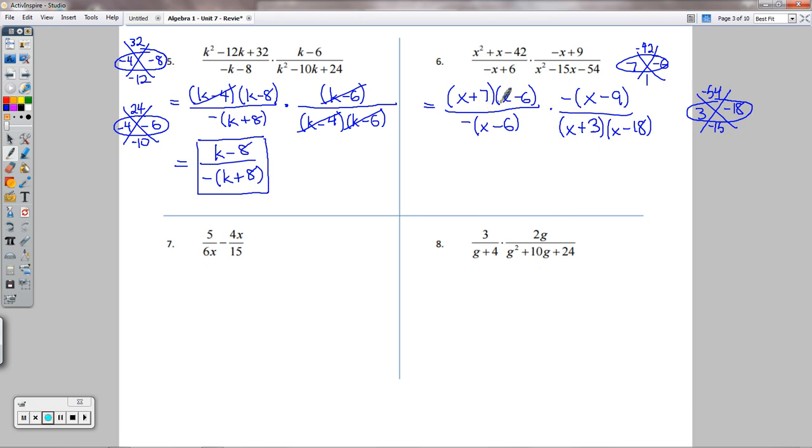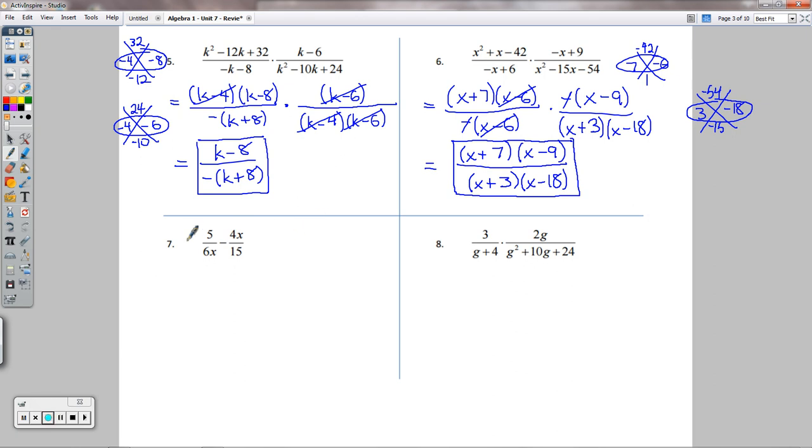So there are a couple things that cancel out here. Looks like the negative signs will cancel. It looks like the x minus 6's will cancel, but it doesn't look like anything else will cancel. So we would have x plus 7 times x minus 9 on the top. And then on the bottom, negative's gone, x minus 6 is gone. You have x plus 3 times x minus 18. Directions say to leave it in a factored form, so we don't multiply things back through, just leave it like that.